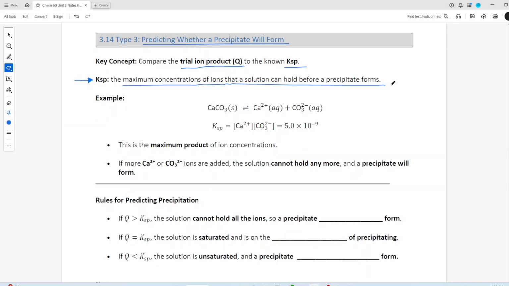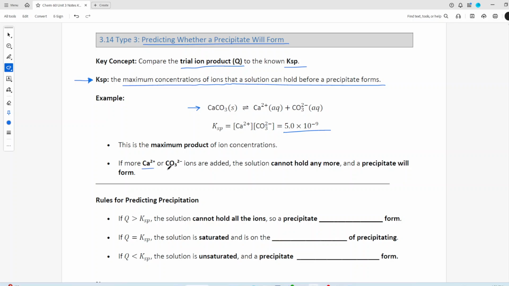So we're going to be using a trial ion product to determine: are you at the place where a precipitate will form, or are you under the minimum KSP value, meaning the ions can remain in solution? A good example of this is calcium carbonate. Calcium carbonate forms calcium and carbonate ions, and the KSP for this is calcium ions times carbonate ions equals 5.0 times 10 to the negative 9. That would come from the sheet. This is the maximum product of your ion concentrations.